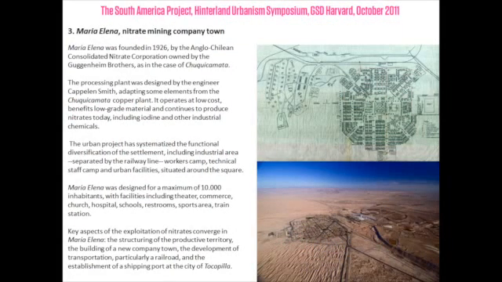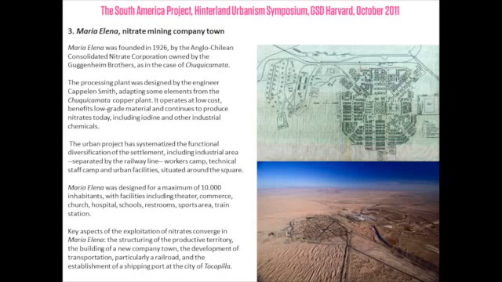Here we change to another industry, the nitrate industry with Maria Elena Nitrate Mining Company Town. Maria Elena was founded in 1926 by the Anglo-Chilean Consolidated Nitrate Corporation, owned by the Guggenheim brothers, as in the case of Chuquicamata. The processing plant was designed by the engineer Kaplan Smith, adapting some elements from the Chuquicamata copper plant. It operates at low cost, benefits low-grade material, and continues to produce nitrates today, including iodine and other industrial chemicals.